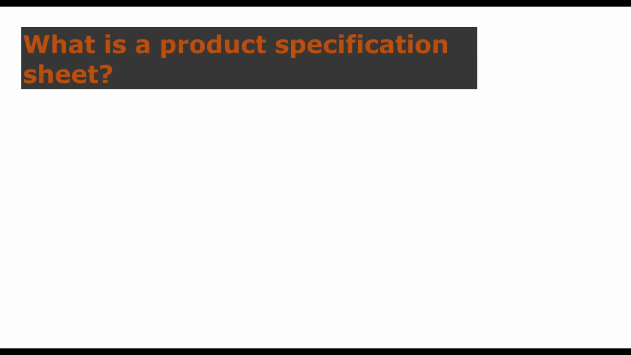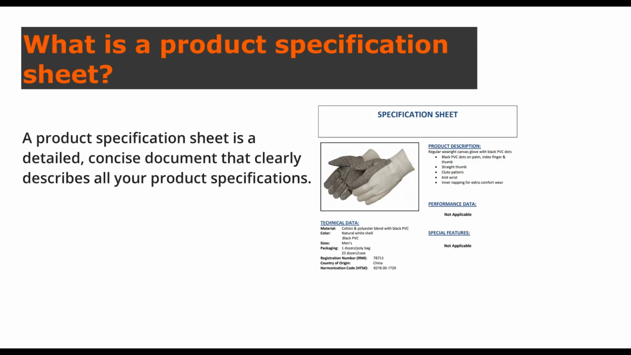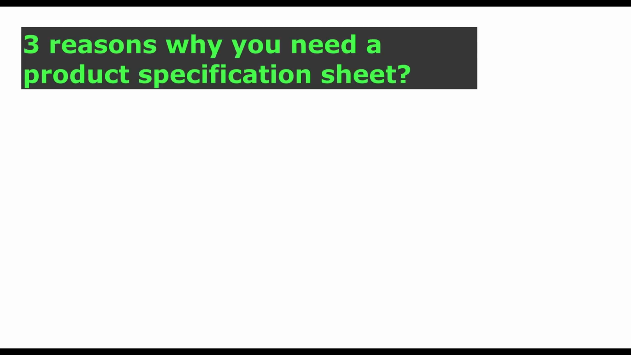First, what is a product specification sheet? A product specification sheet is a detailed, concise document that clearly describes all your product specifications. This master document is a great tool to assist suppliers and will help you get better results throughout the sourcing and production process. There are three reasons why you need a product specification sheet.